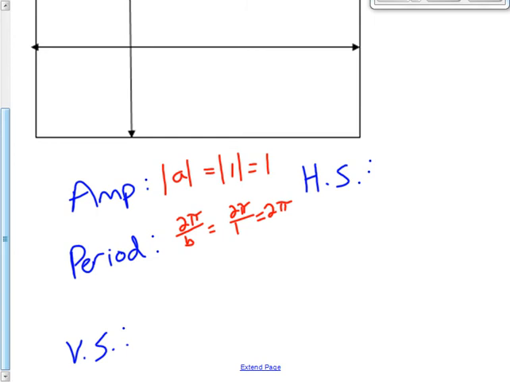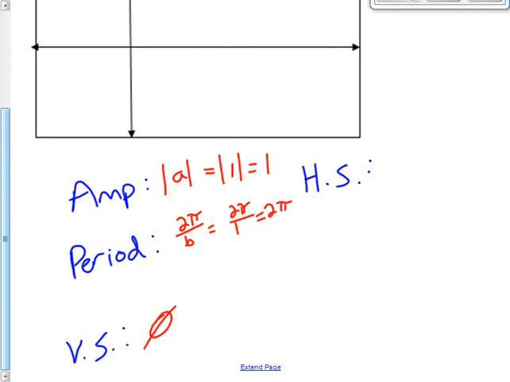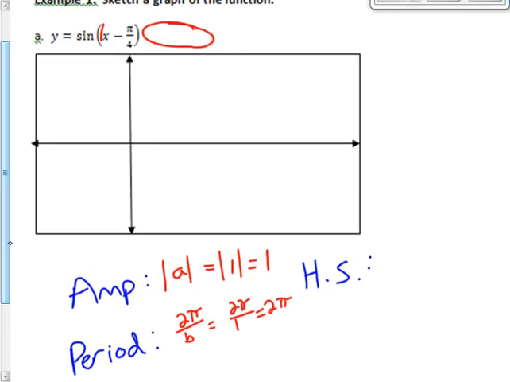Let's look at a vertical shift here. Vertical shift is adding or subtracting on the outside of the equation. There's nothing out here, so there is no vertical shift. This doesn't happen. And the last part is a horizontal shift. When I look at that horizontal shift, I'm moving this pi over 4. And it's a negative on the inside, which means that I'm actually moving this whole graph pi over 4 to the right. But it allows me to have more of a systematic approach.